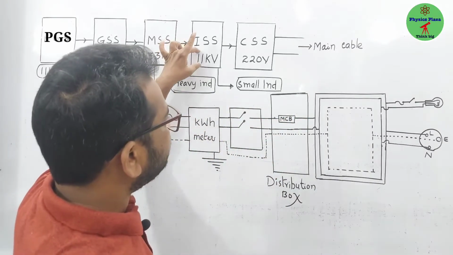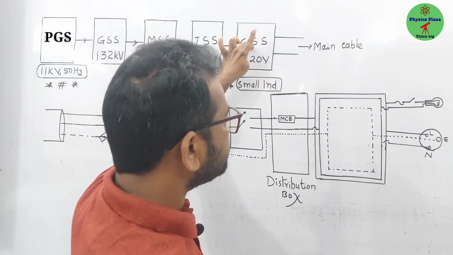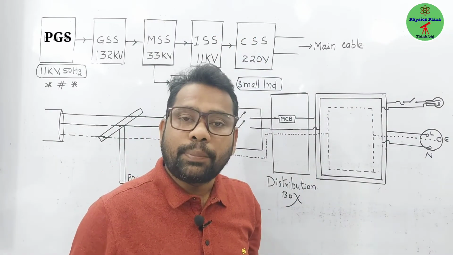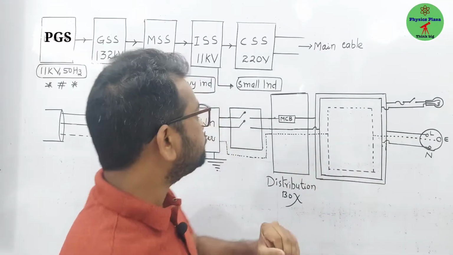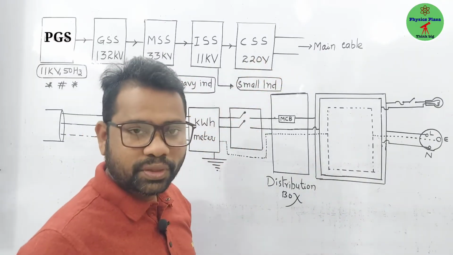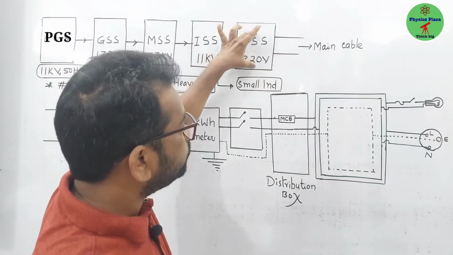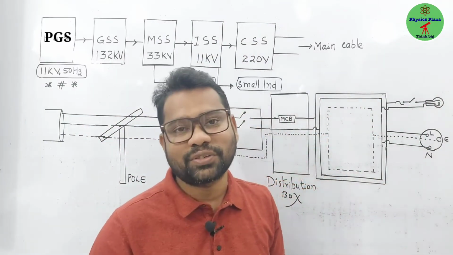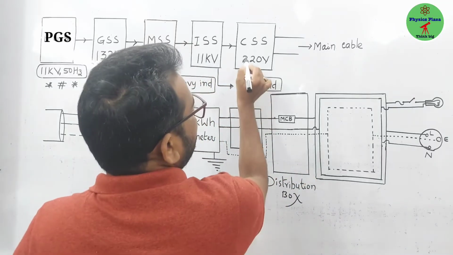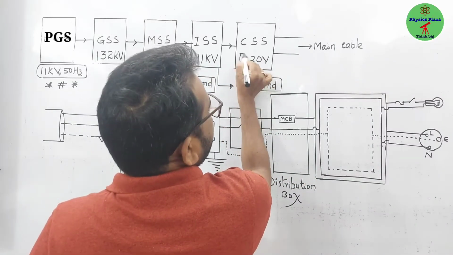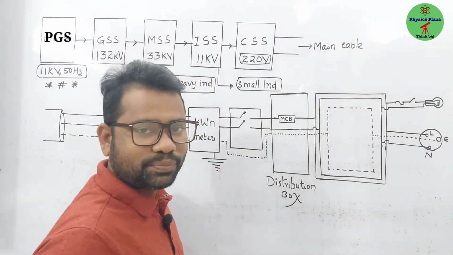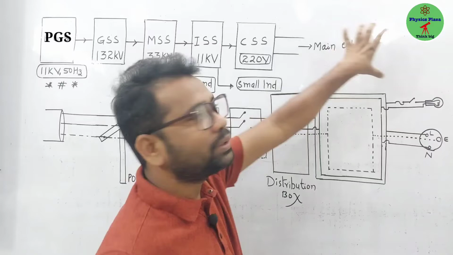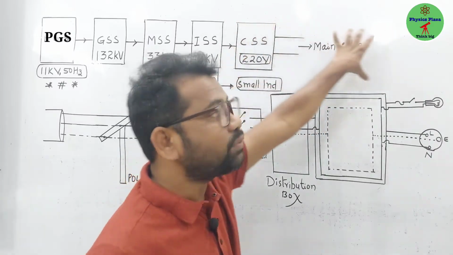This power with 11 kV is transferred to the city substations, local substations, where with the help of a step down transformer, power is brought to 220 volts. So children, this power with 220 volts is supplied to our houses. Very important. From the city substation, children, one main cable will be there, which consists of 3 wires.